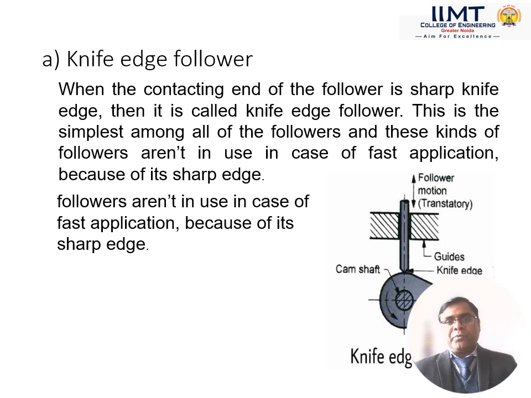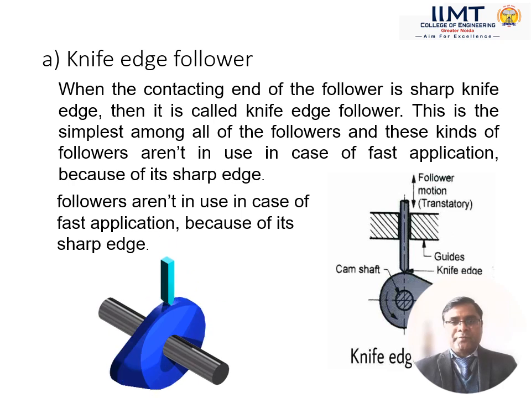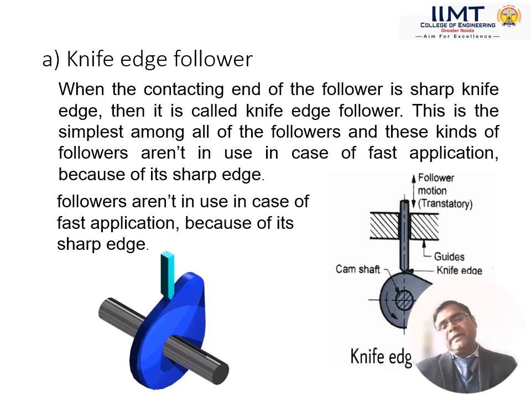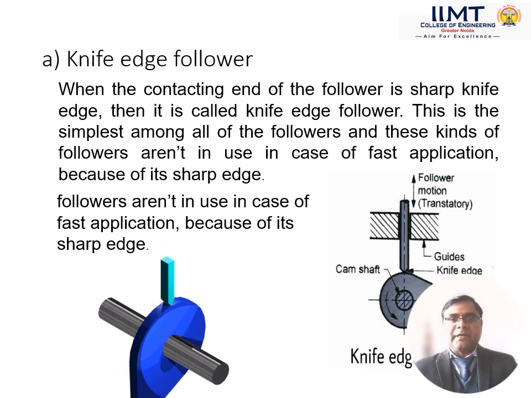So basically, follower is categorized on the basis of the end surface of the follower. If end surface is in the form of the knife, then it is called the knife edge follower. And if end surface is in the form of the roller, then it is called the roller follower. So when the contacting end of the follower is a sharp knife edge, then it is called the knife edge follower. This is the simplest among all the followers, and this kind of follower is not used in fast applications because of the sharp edge.